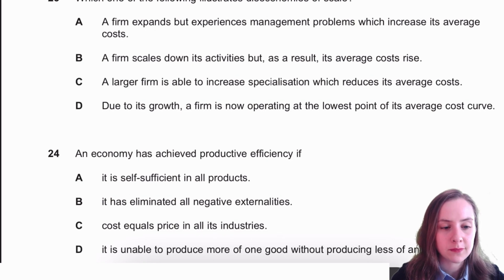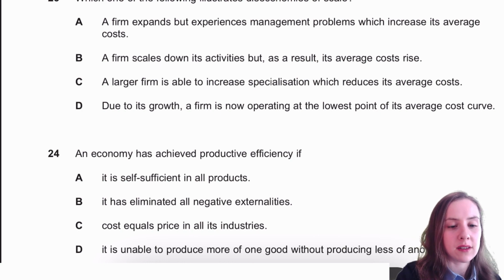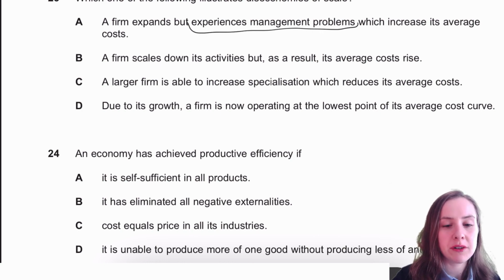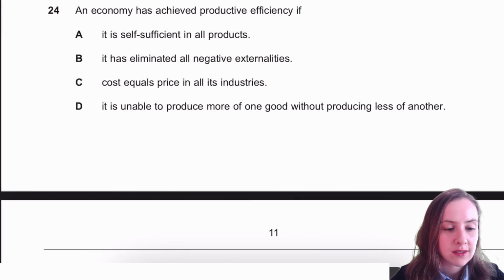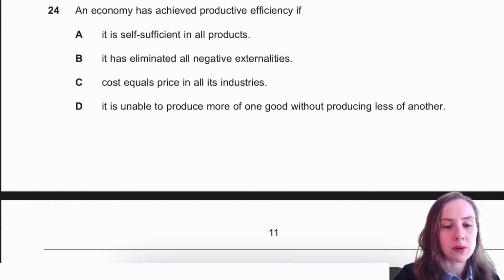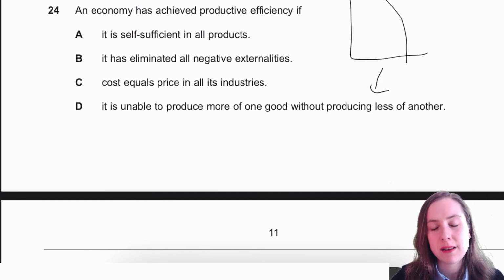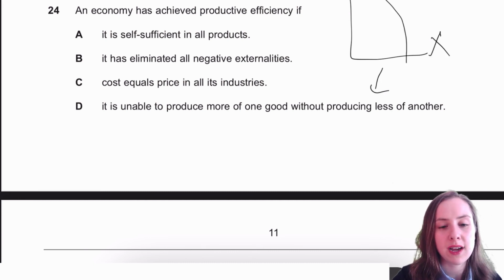Diseconomies of scale are increases in long-run average costs as a firm expands. This is an example. Management problems. These are managerial diseconomies of scale. An economy has achieved productive efficiency if you're on your PPF. And if you're on your PPF, you cannot produce any more of one good. If you try and produce more X and you're on your PPF, you're going to have to make less Y.